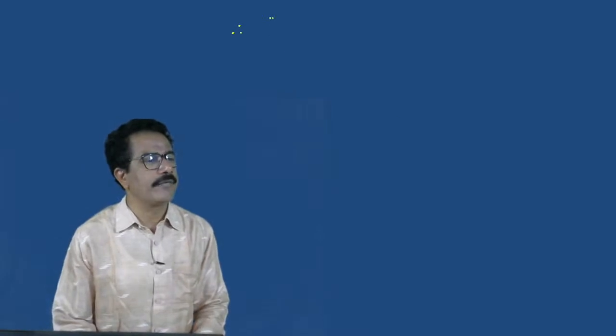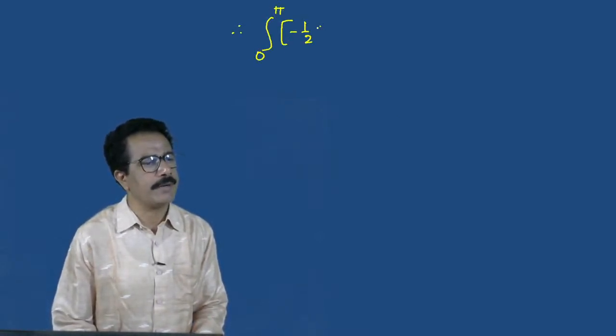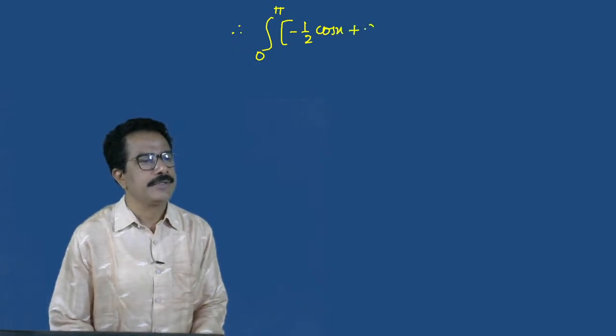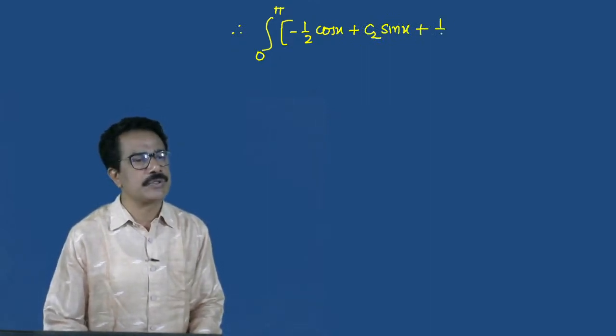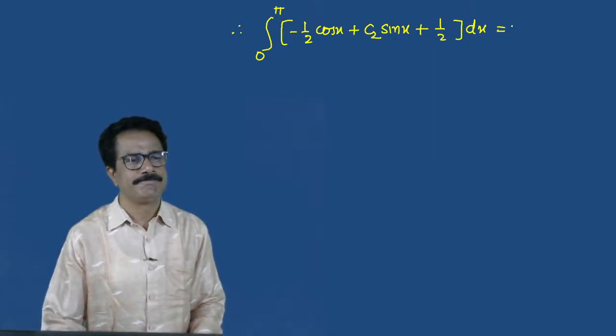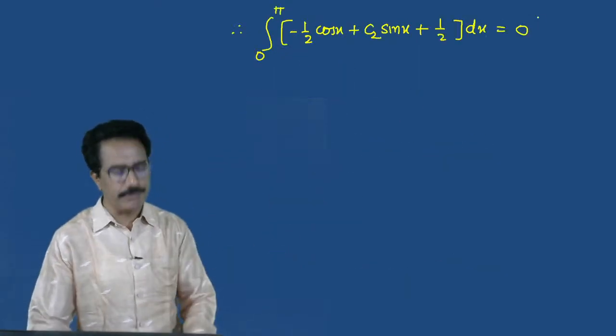So integral from 0 to pi of minus 1 by 2 cos x, c2 is unknown so keep it as it is, c2 sin x, again lambda by 2, lambda is 1, so we can write 1 by 2, dx is equals to... okay, on the right side, see the right side, it is given as 1.